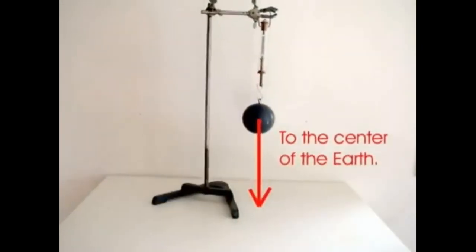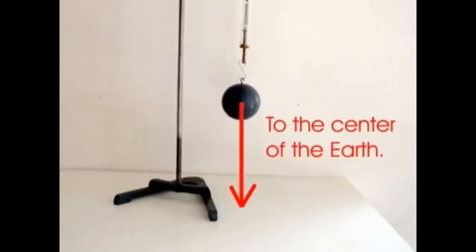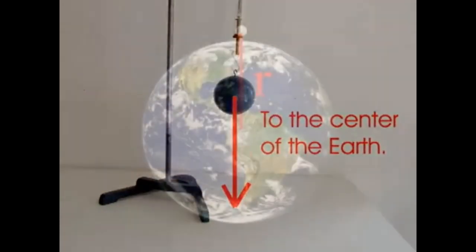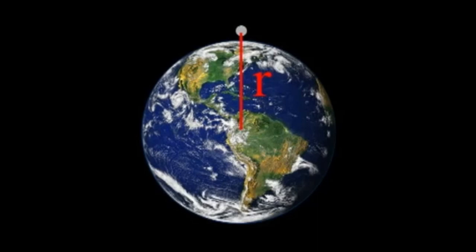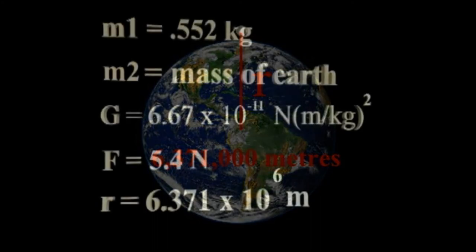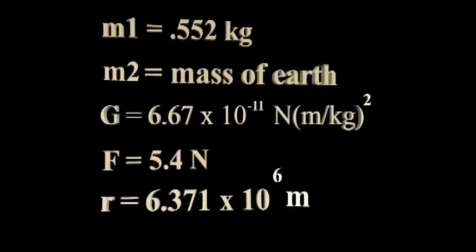Next, we need the distance from this object to the center of the Earth. That's R in our formula. The ancient Greeks figured this out thousands of years ago. A good estimation for R is 6,371,000 meters. Now we have everything we need to calculate the mass of the Earth.